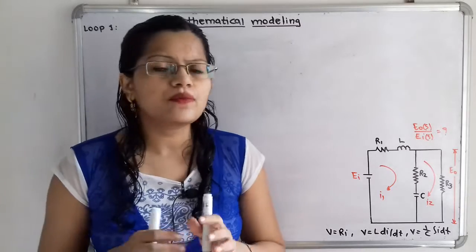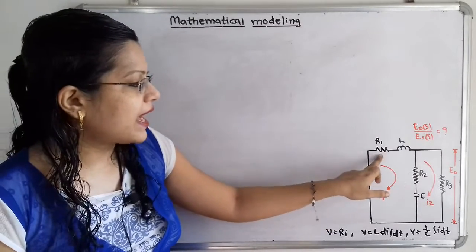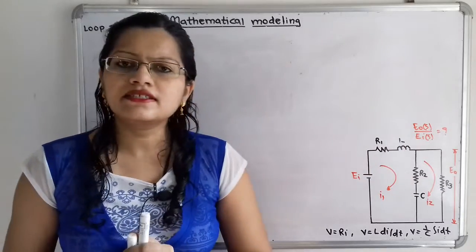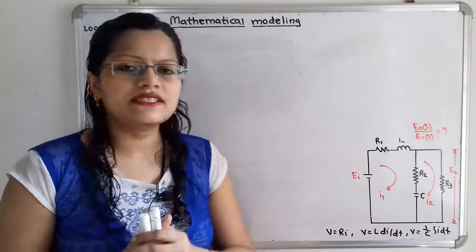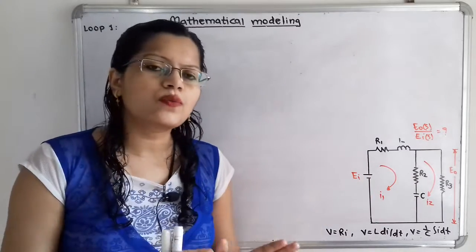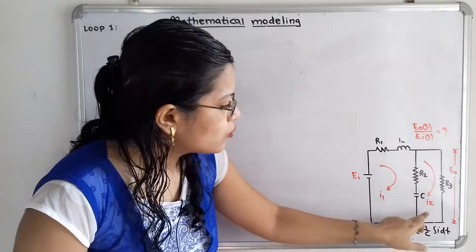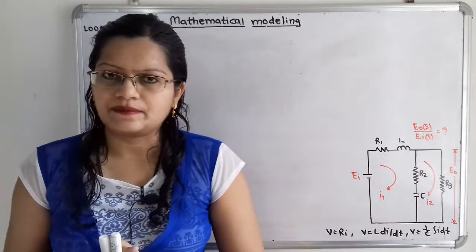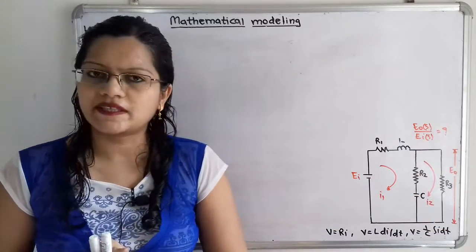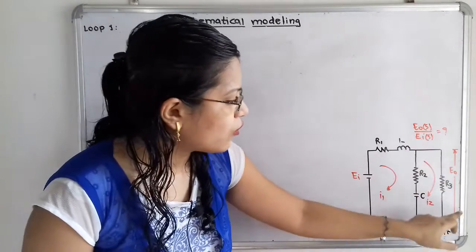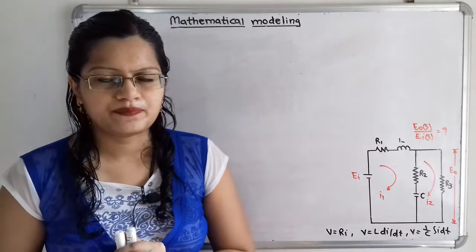Now in the first loop, the input EI is there, then the element R1 and the inductor L. The resistor R2 and the capacitor C are part of loop 1 as well as loop 2. Then in loop 2 there is R3, that is, the resistor R3 is part of loop 2. And the output EO is given across this resistor R3.